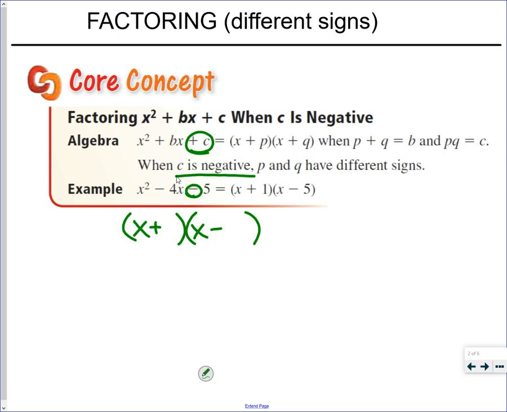So I need numbers that multiply to be 5. It's kind of nice because there's only 2 numbers that multiply to be 5, 1 and 5. And then I can decide, since they're different signs, I'm going to be subtracting. So I've got 5 and 1, I have to subtract, but I need more negatives. So the bigger number goes with the negative, or the subtraction, and the 1, the smaller number, goes with the addition.